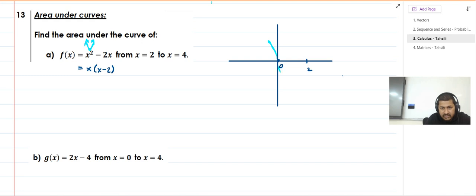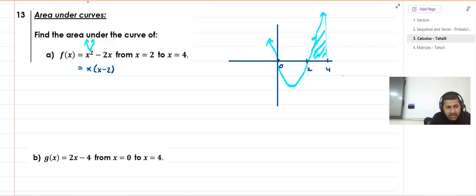And the graph is basically turning at 1. We're not really interested in the turning point here. We're interested in from 2 to 4. So I want the area from 2 to 4. So basically this graph continues in that direction. So I want the area from here. So I should get a positive answer.